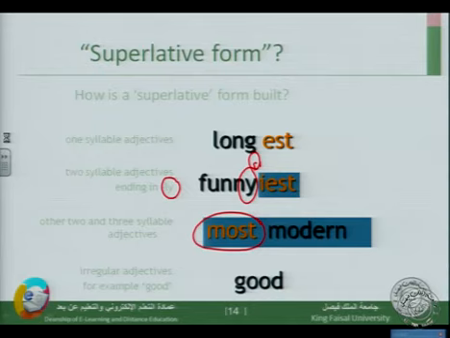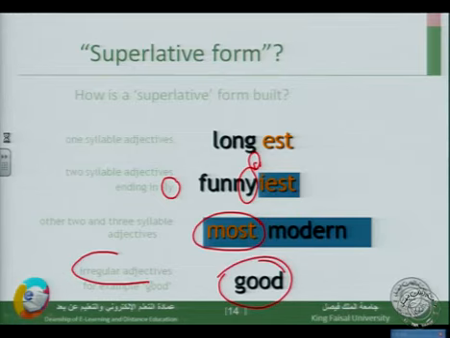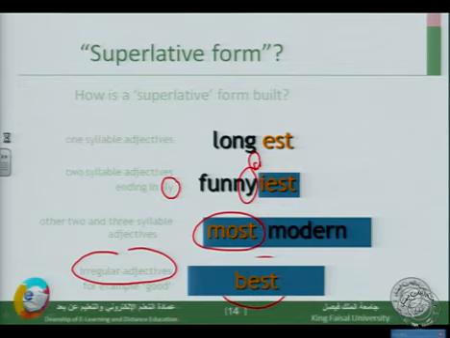Also, every rule has an exception, and the exception of this rule is good. And good is considered an irregular adjective. We cannot say goodest. We should say best. Okay? He is the best student in the class.